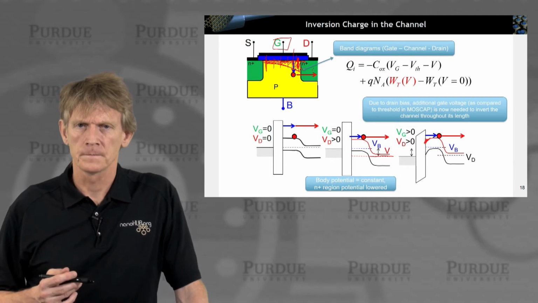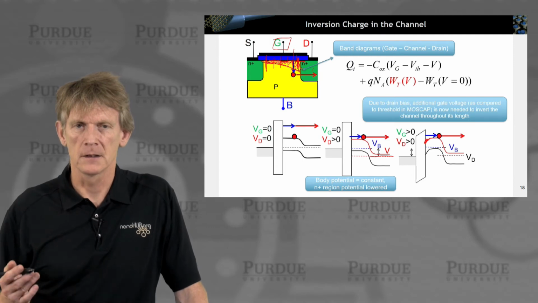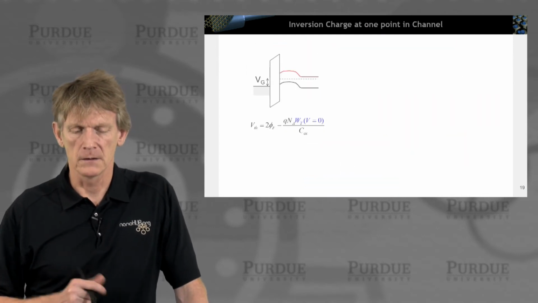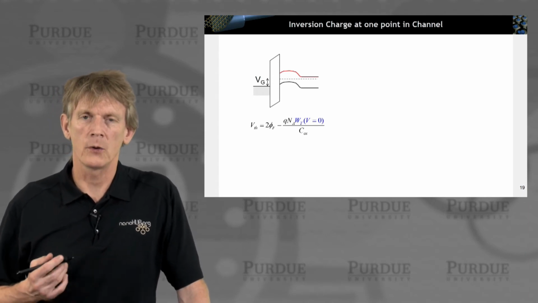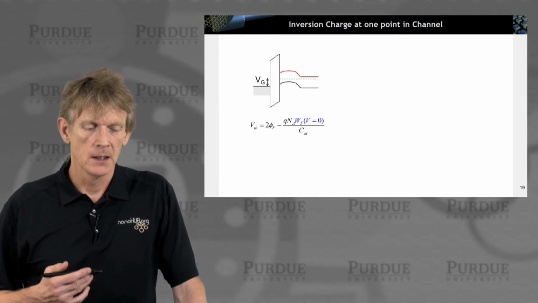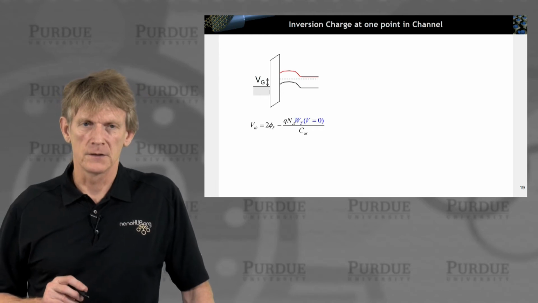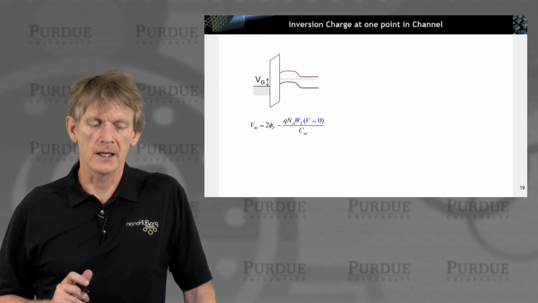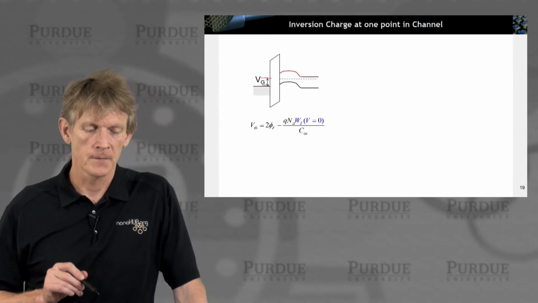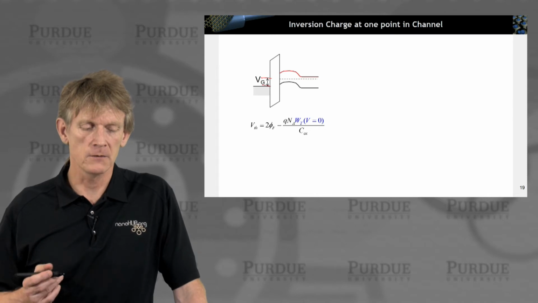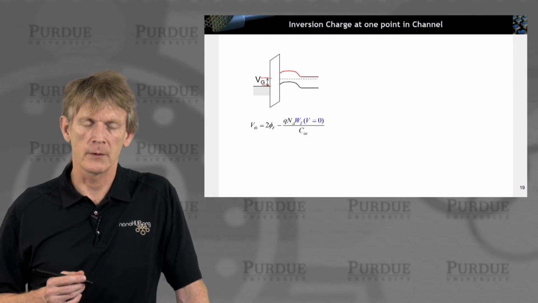Okay, so here we're talking about the inversion charge in the channel, and you basically make the effect of the channel different. All right, so let's look at the inversion charge at one point in the channel. So here on the left we have zero drain voltage, but we do have a gate voltage applied, so there is a difference between these two quasi-Fermi levels. And we had calculated the depletion region charge, or the depletion charge in that region in the capacitor calculation.